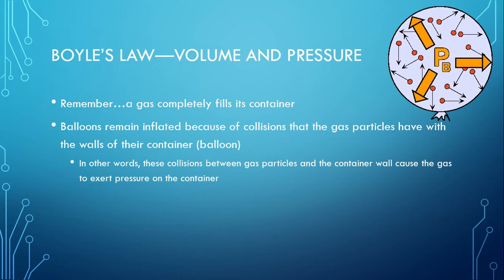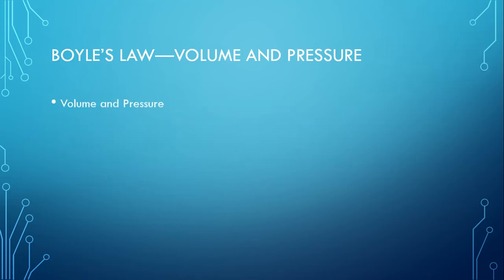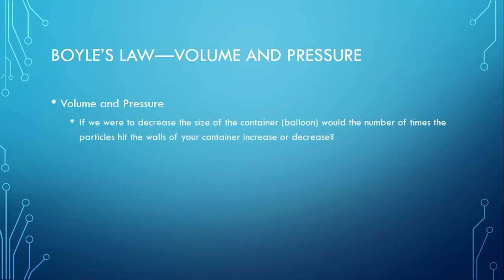So, like I've been saying, those collisions with the side of the balloon are what actually causes the gas inside of it to exert pressure on the container that you can feel on the outside. So, what is the relationship between volume and pressure? If we were to decrease the size of the container, so use a smaller balloon, would the number of times the particles hit the walls of the container increase or decrease? So if I put the same amount of gas particles in a small balloon versus a big balloon, in which balloon would the particles hit the sides of the container more often?